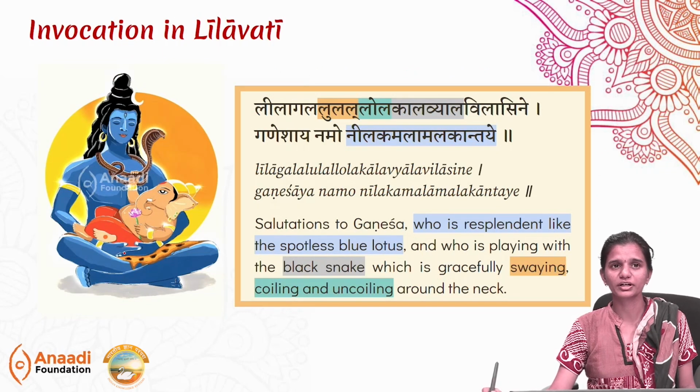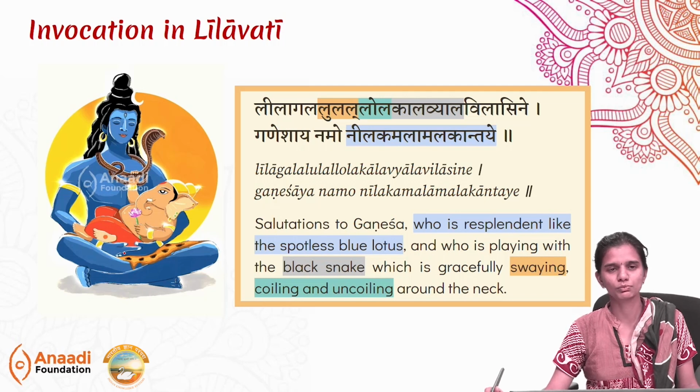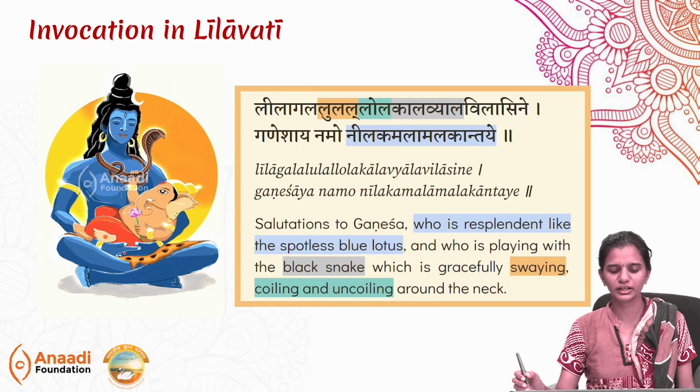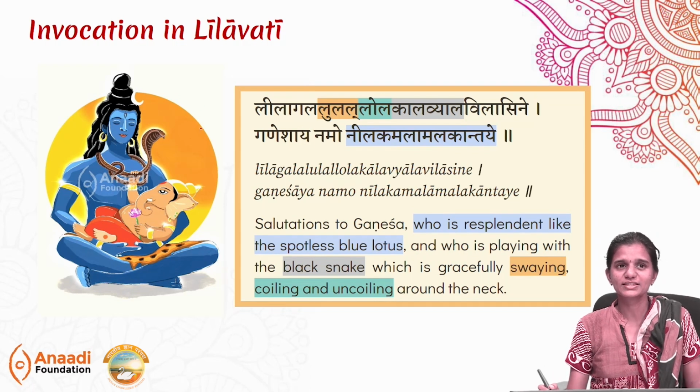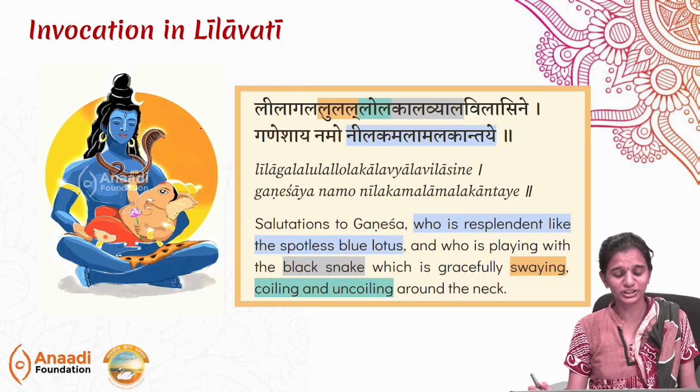This is the Mangalacharanam or the invocatory verse for Lord Ganesha given by Bhaskaracharya in his book Leelavati. You can try to chant this verse. It goes like this. Leela galalulallola kalavyala vilasine Ganeshaya namo neela kamala malakantaye. In this invocation, we can understand the imagination of Bhaskaracharya. As this illustration shows, Bhagavan Ganesha is sitting on his father's lap and playing with the black snake coiled around Mahadeva Shiva's neck.